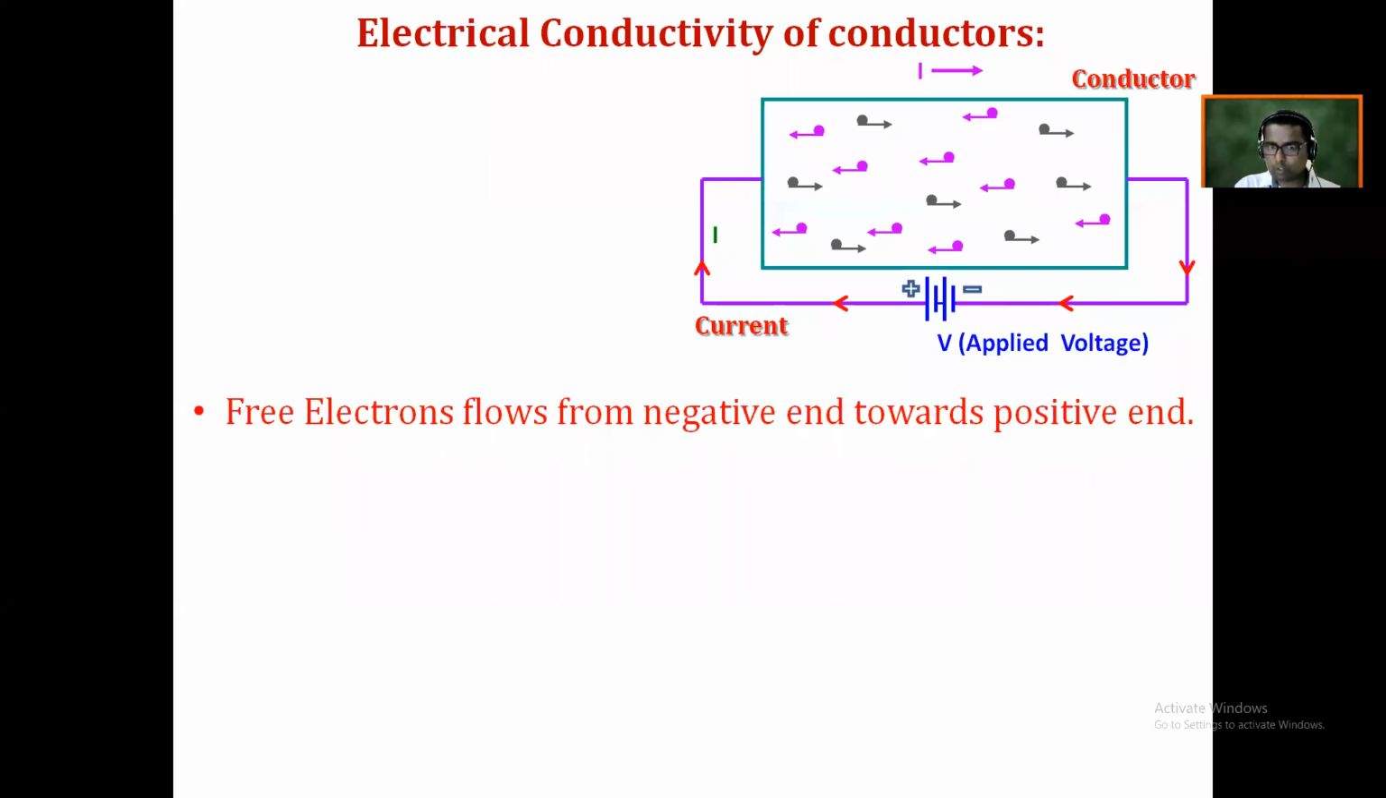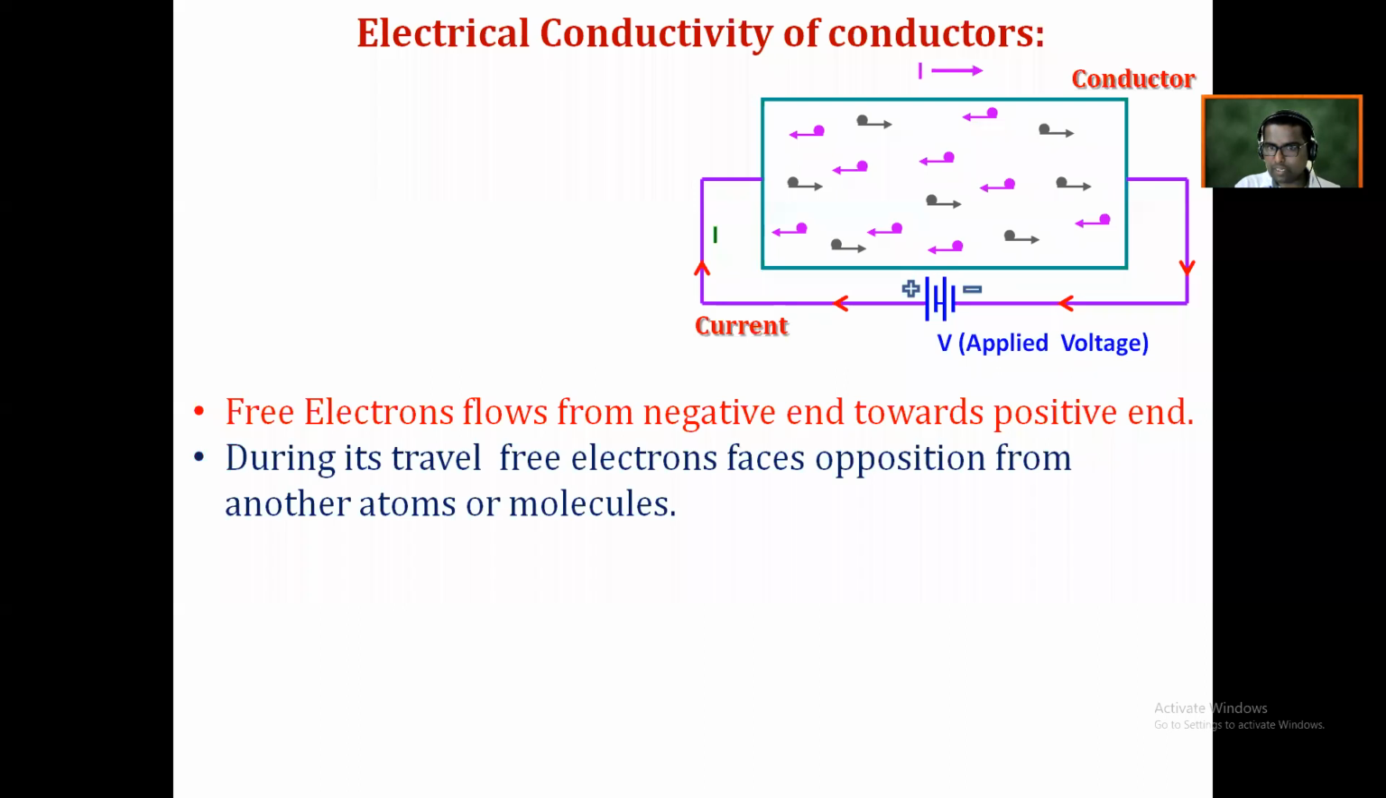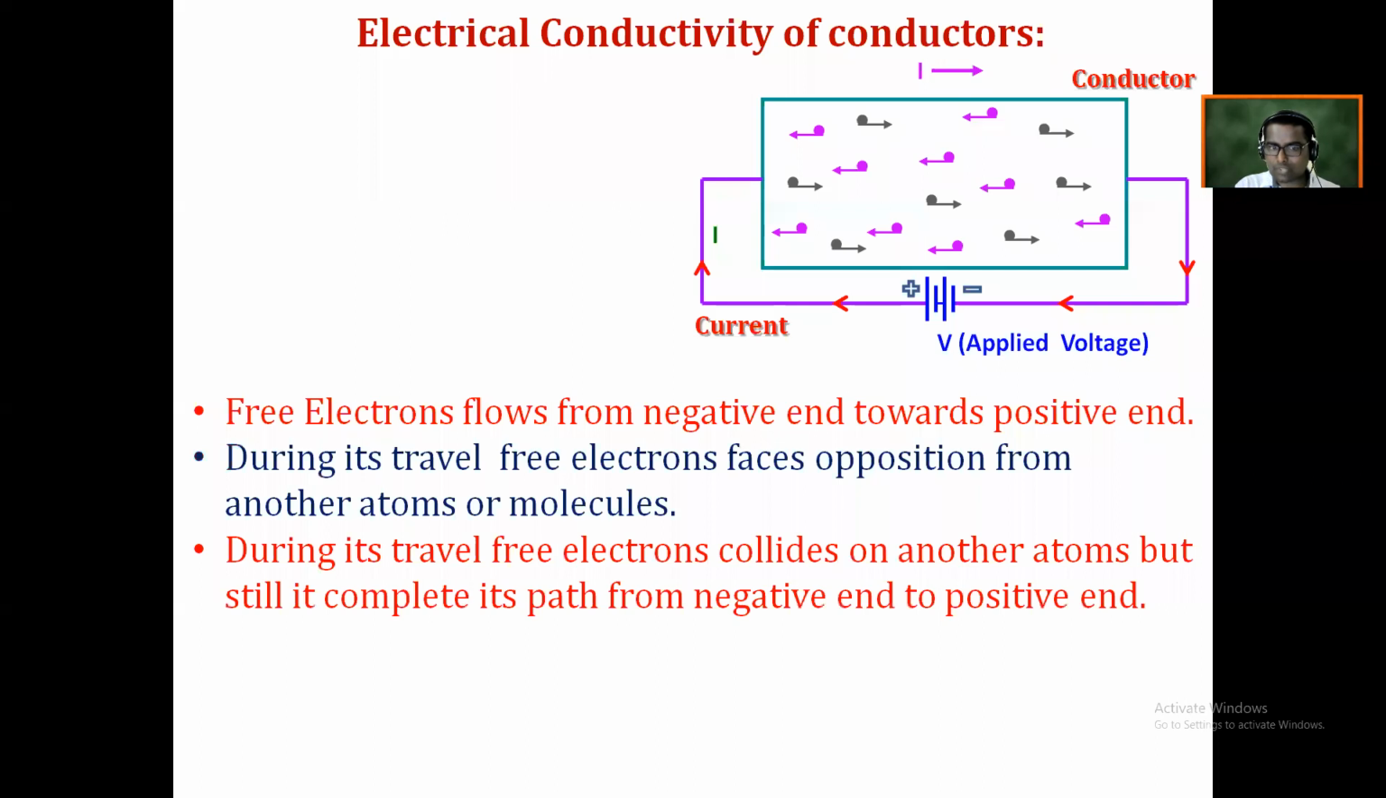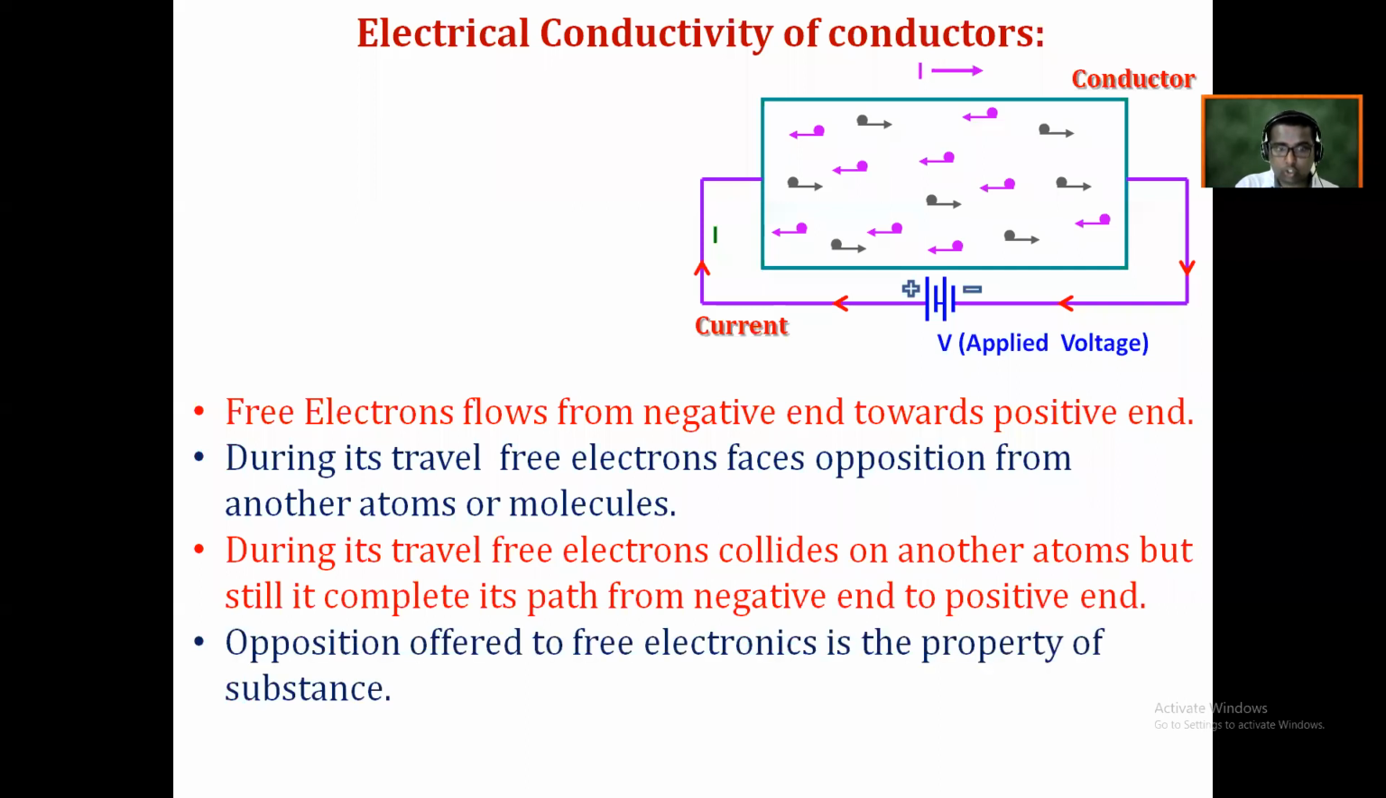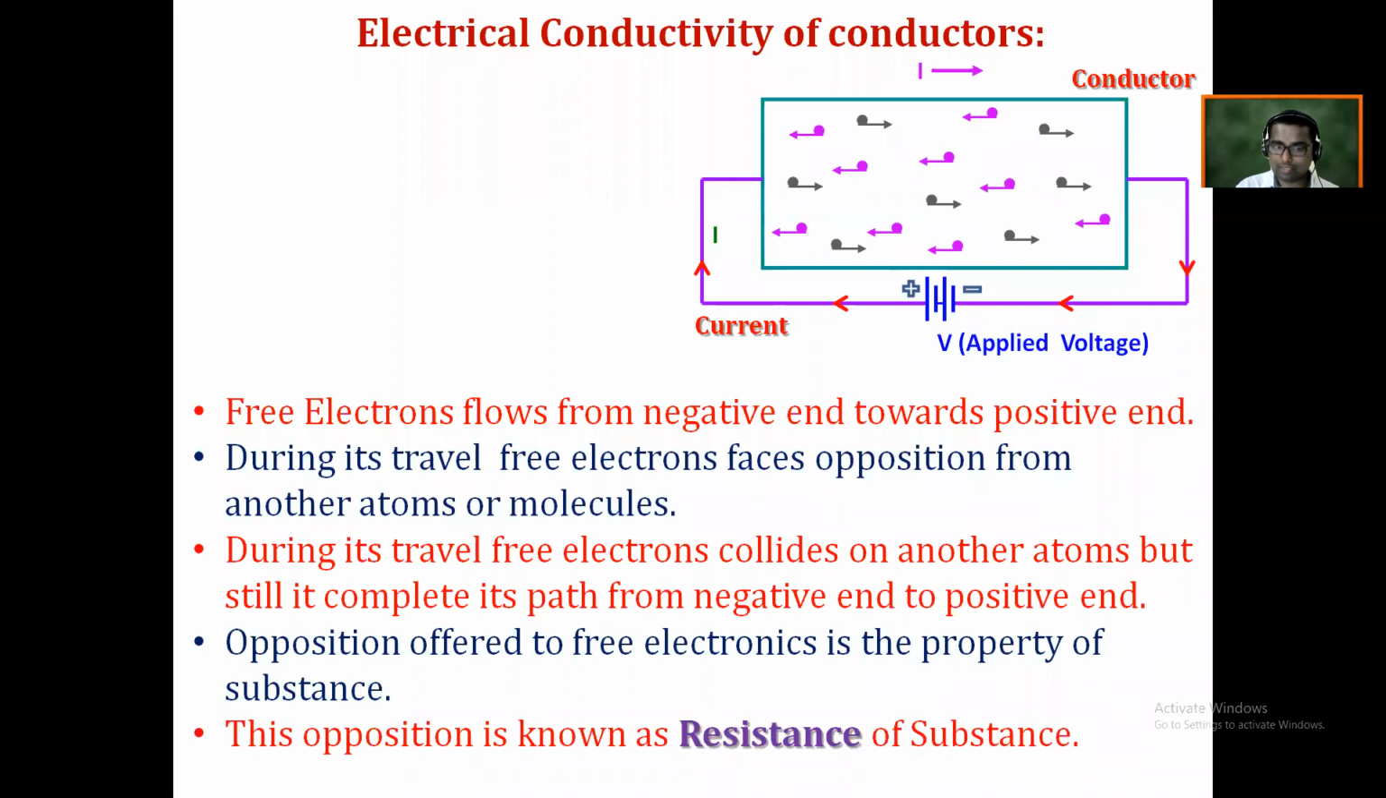Free electrons flow from the negative end towards the positive end. During its travel, a free electron faces opposition from other atoms or molecules. During its travel, a free electron collides with other atoms, but still it completes its path from the negative end to the positive end. Get it, my point? Opposition offered to free electrons is the property of that particular substance, and this opposition is known as what? Resistance of that substance. So this concept comes into the picture right now.